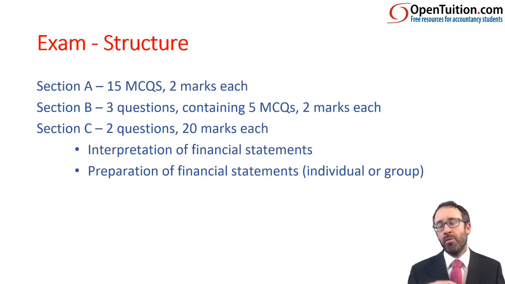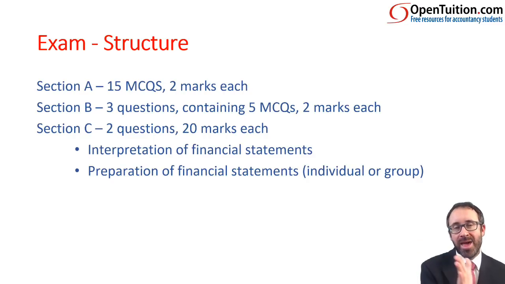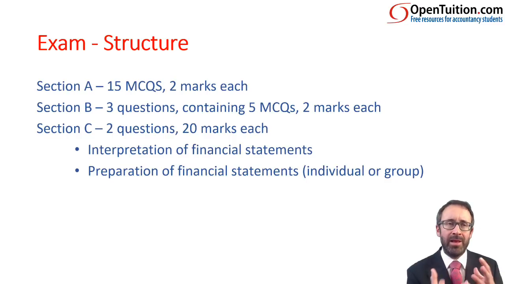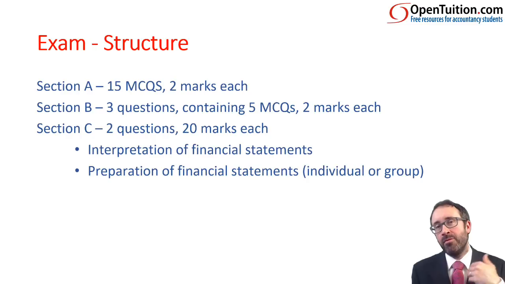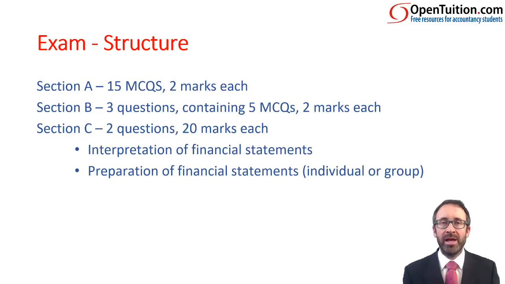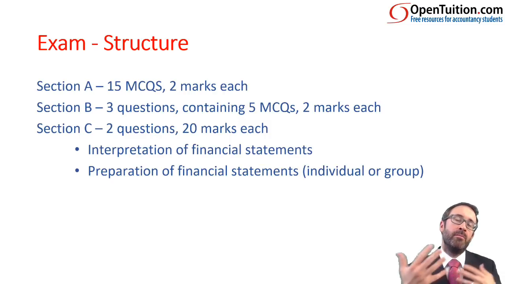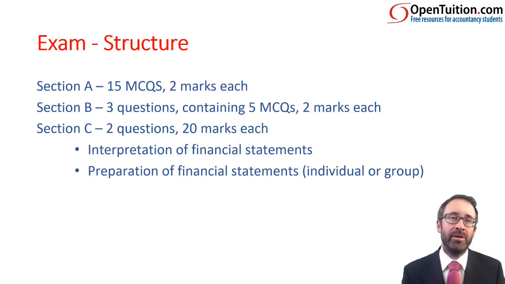So it tends to be that one question is purely focused on the preparation of financial statements. So that could be for a group or individual entity. And then the other question will have a little bit of financial statements in there for 5 or 6 marks. And then the remaining marks related to the interpretation of financial statements. So 4 or 5 marks for the calculation of ratios, and then the remaining marks for the narrative, the actual interpretation and the analysis therein.